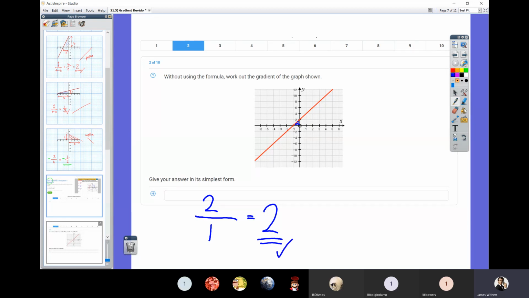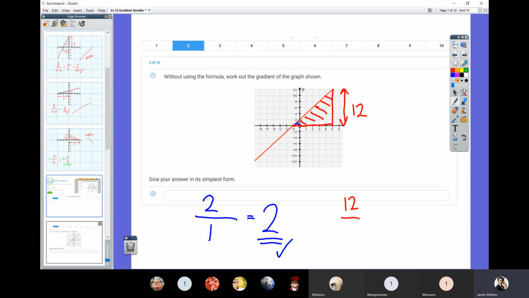Now, if you'd happened to take a bigger triangle, say that triangle there, then that would be absolutely fine. You will get the same answer, and I'll show you how. Now, that height there is 12.